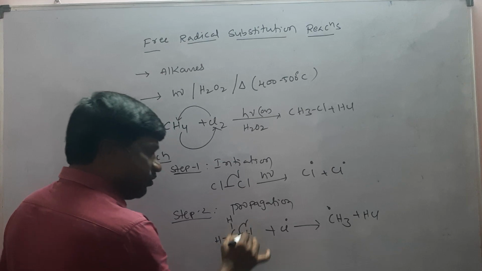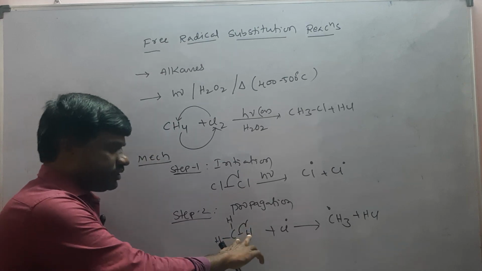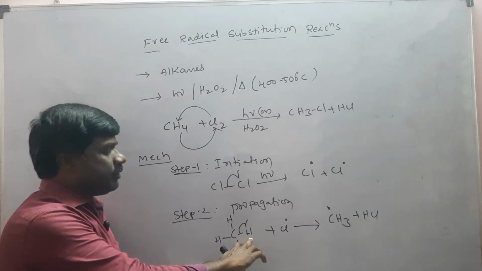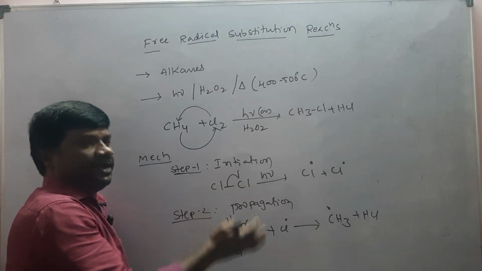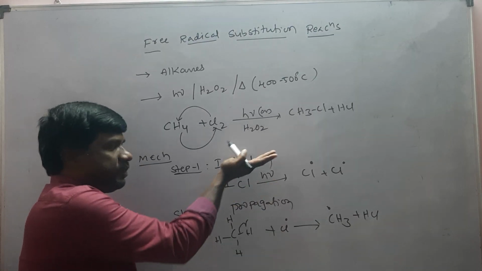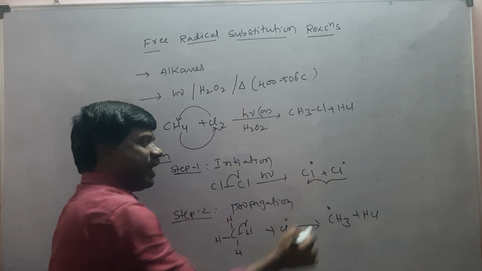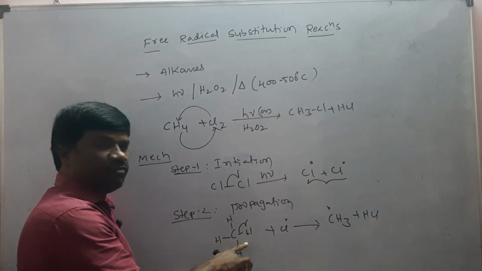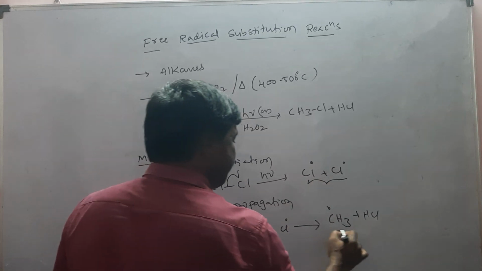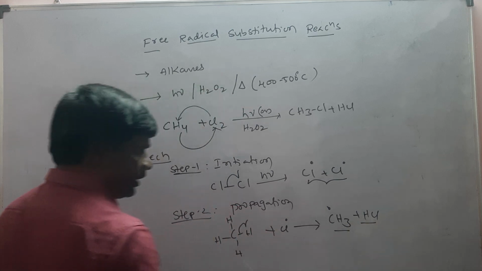This is again a homolytic fission because of the previous step. The second step depends on the previous step. In the previous step it formed chlorine radicals, so here also homolytic fission takes place. It forms CH3 radical with HCl.